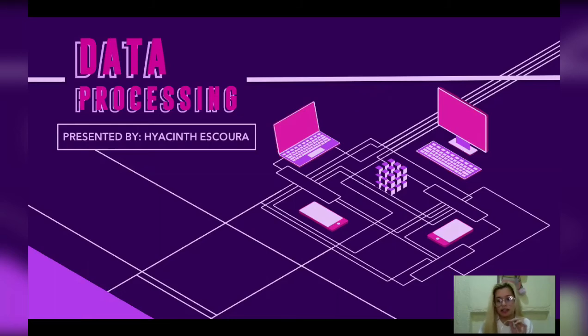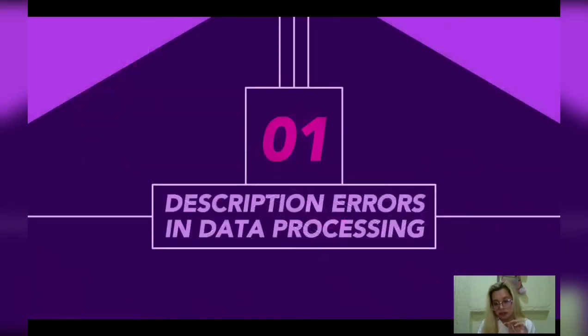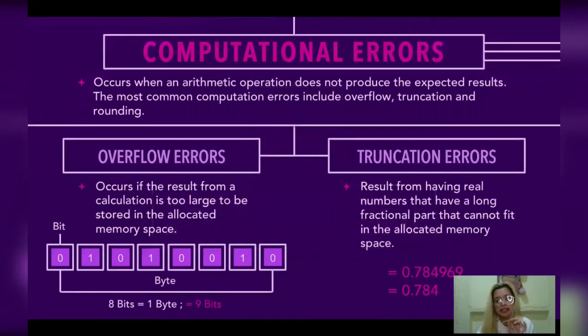Okay, so the first one is the description errors in data processing. Under it are computational errors, transcription errors, and algorithm or logical errors. Okay, so the numero uno is the computational errors. It occurs when an arithmetic operation does not produce the expected results, and the most common computation errors include overflow, truncation, and rounding. So the first one is the overflow errors.